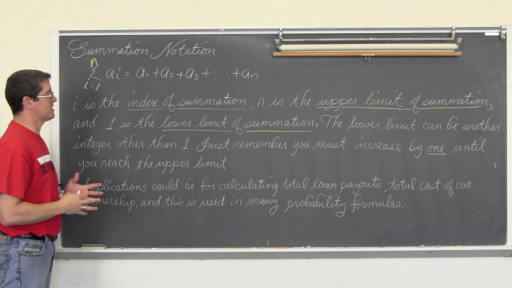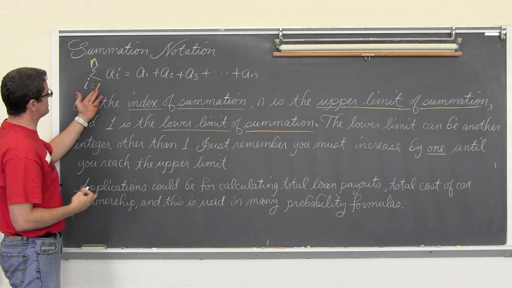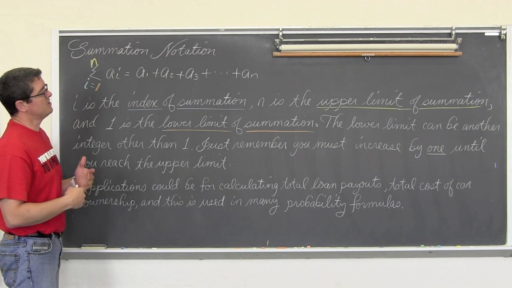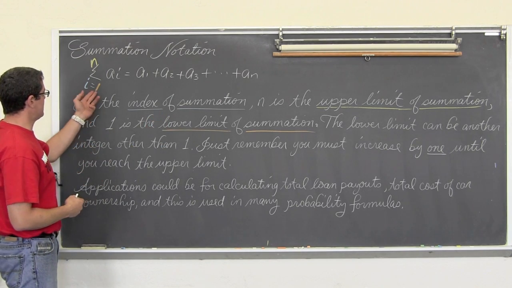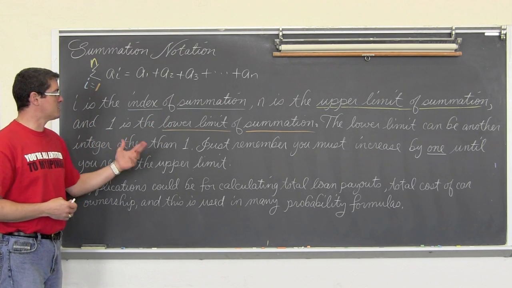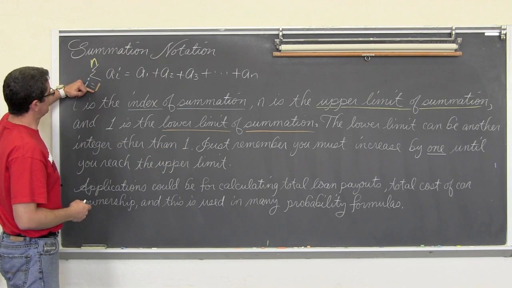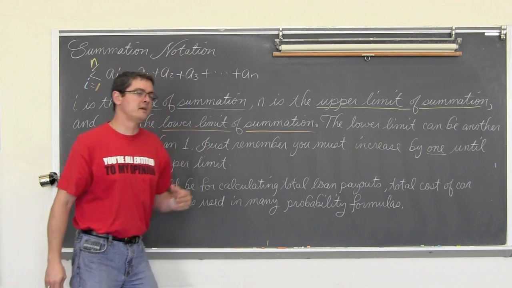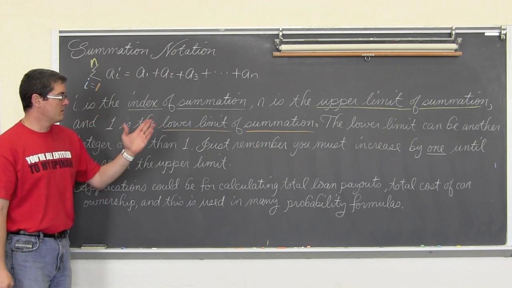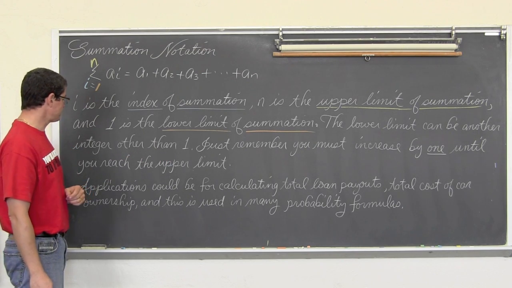Now, I'm writing this pretty much as my book has it. However, the 1 is just there in the general standard form. The lower limit really can be another integer other than 1. Just remember that this is the lower limit and this is the upper limit, and we're going to increase what we count by 1 until we get to the upper limit.